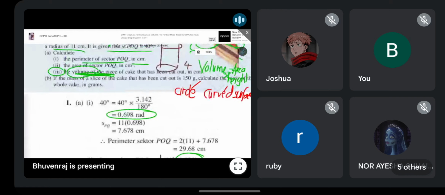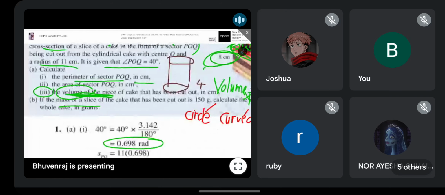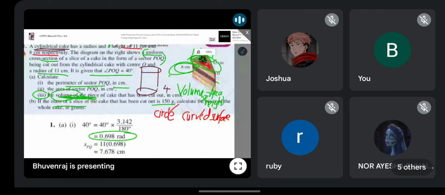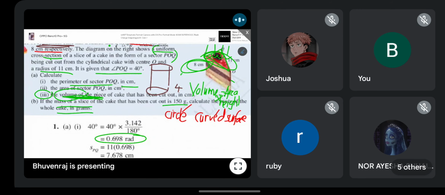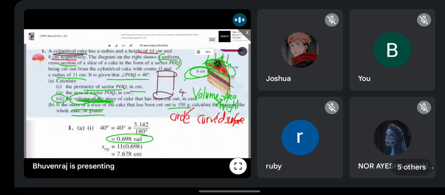Okay, so the last one for this question, they say that mass of slice of cake is 150 gram. So guys, they ask you to count the mass of the whole cake, luas satu cake. So how to count this? Can anyone tell me? Macam mana kira yang ni? This one is a bit challenging. So anyone know how to get the mass of the whole cake? Macam mana kira jisim seluruh cake? Ini satu keping saja. One slice only.